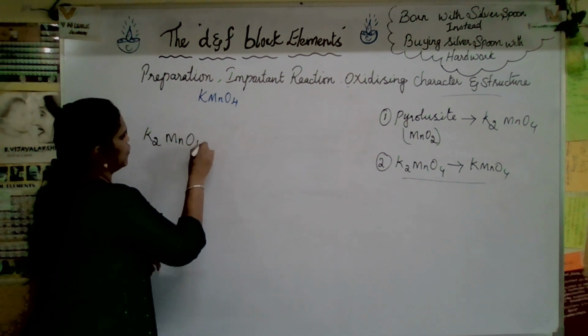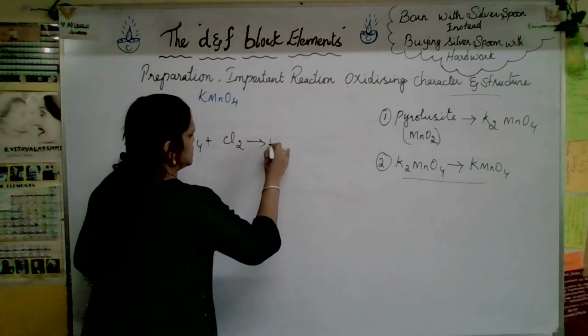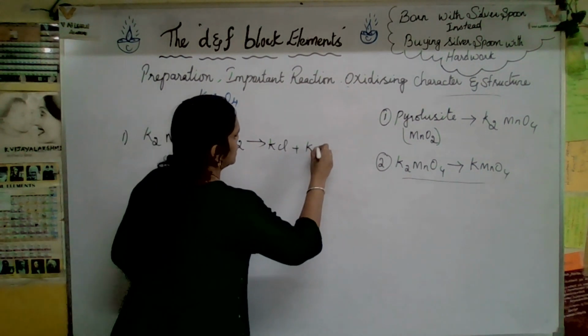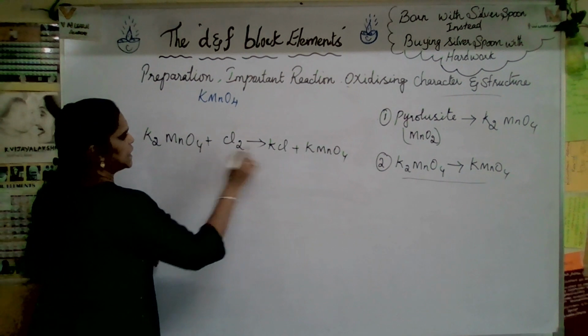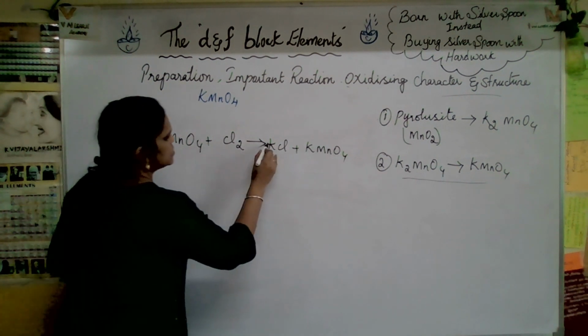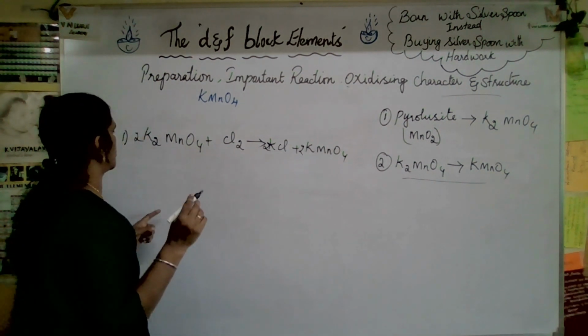K2MnO4 along with chlorine, you will get KCl plus KMnO4. This is what we want. Yes, here K2, here also 2, and here also 2. Yes, we got it. Right?